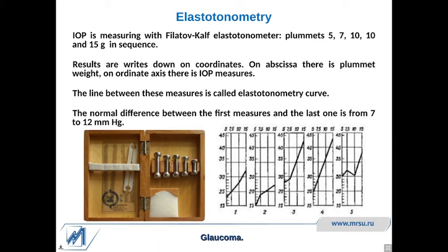The next diagnostic method is elastotonometry. We use specific weights of 5, 7, 10, and 15 grams in sequence. It is named the Filatov elastotonometer. Results are written down on coordinates. You can see the results on the picture. The normal difference between the first measure and the last one is from 7 to 12 millimeters of mercury.